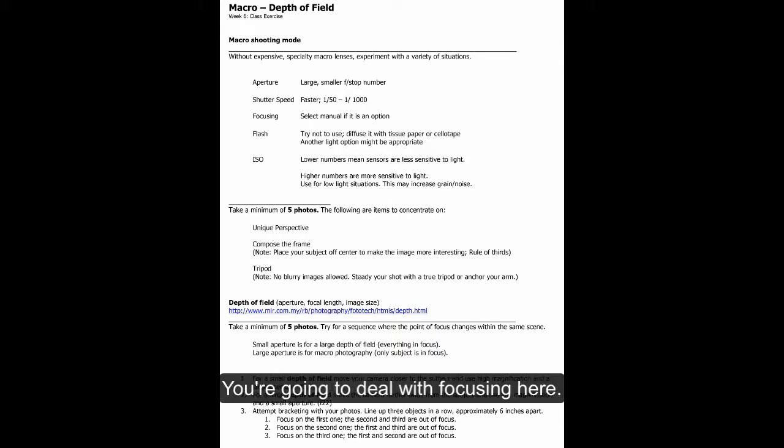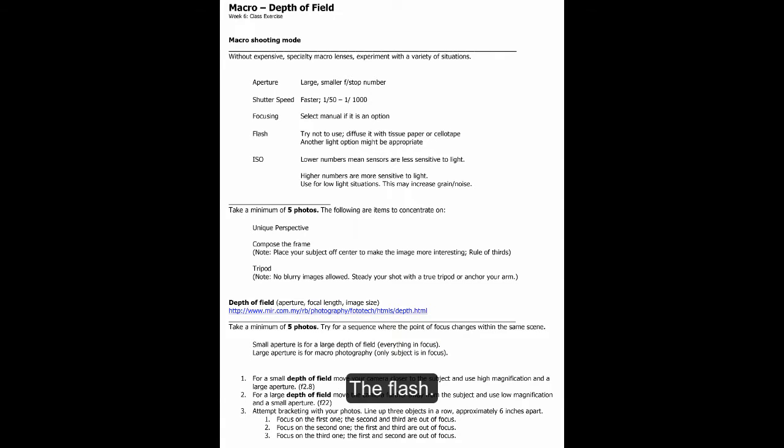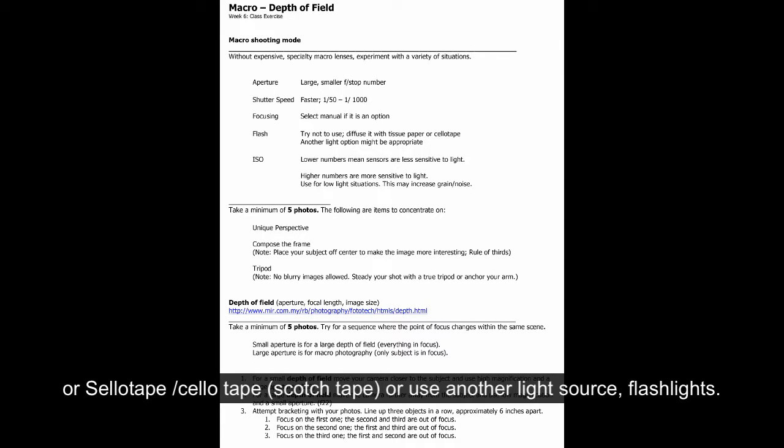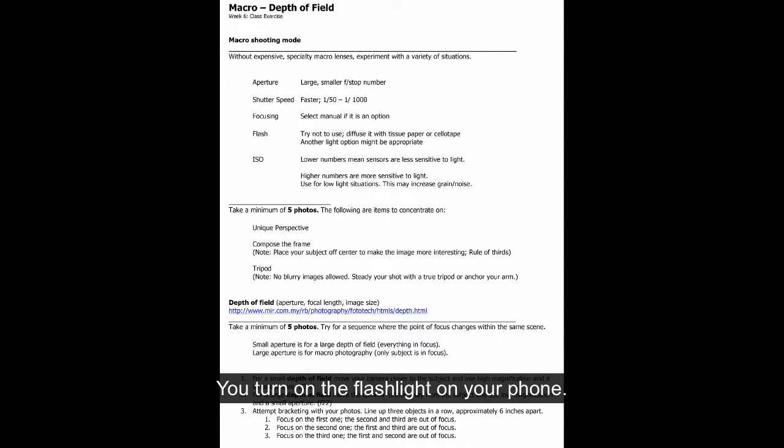Focusing, you're going to deal with focusing here. The flash, try not to use it. If you have a flash that fires, you might want to just diffuse it by either putting some tissue paper over top of your flash or sellotape, or use another light source. Flashlights, you turn on the flashlight on your phone. Use a lamp or a crafting light. There are so many ways that we can use a different light source. We're going to talk about light in a few weeks. If at all possible, natural light will work the best.